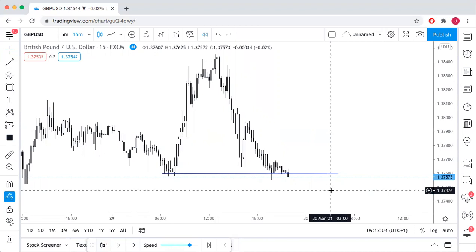So use this tip in your trading. It's very useful, and this is why understanding structure is so important, because it helps you understand how the market actually moves.